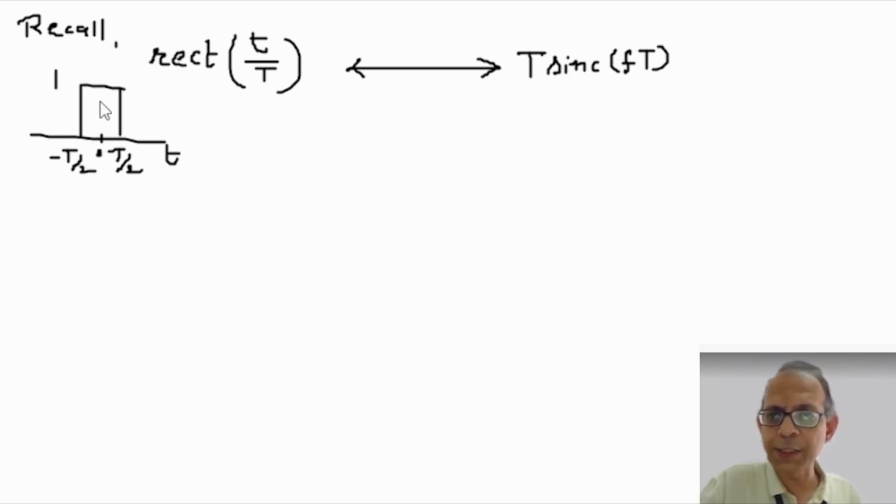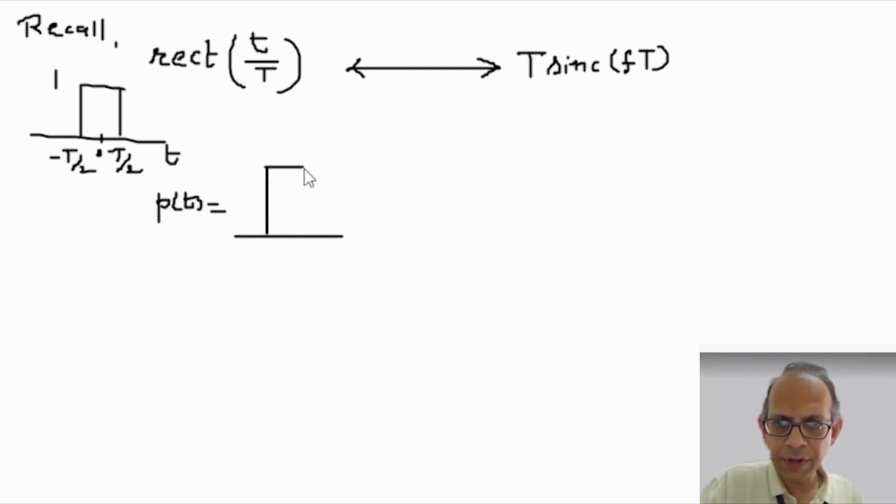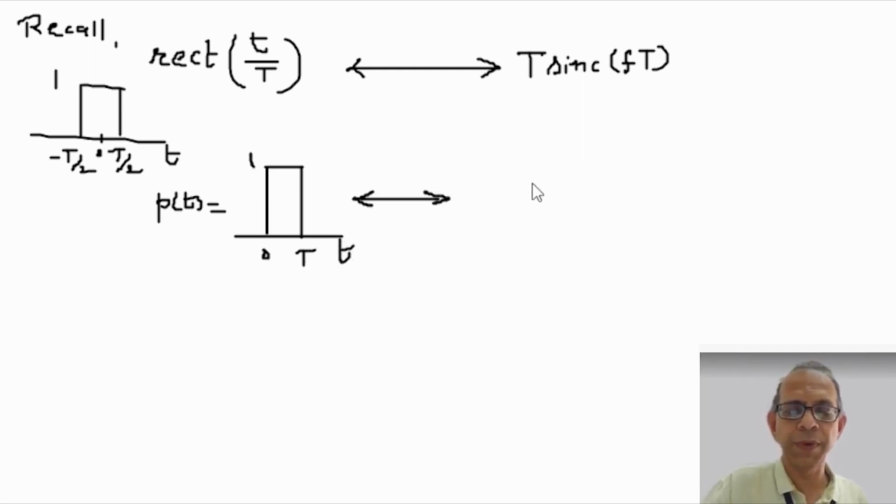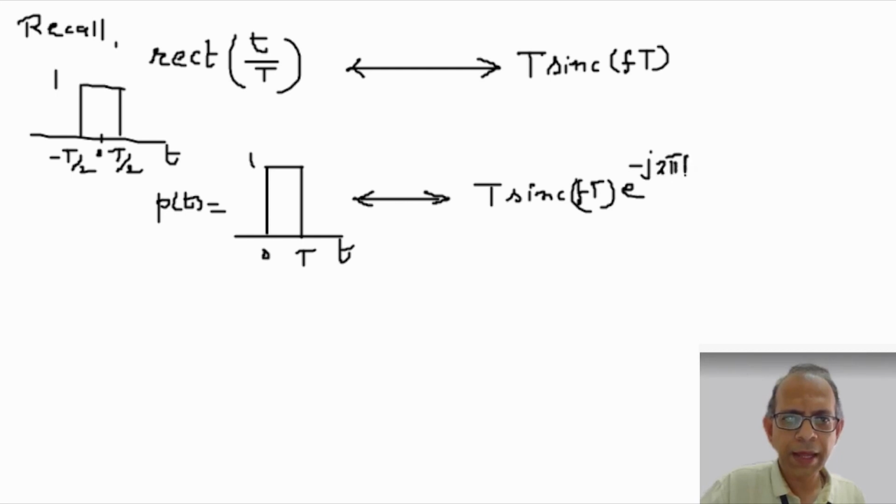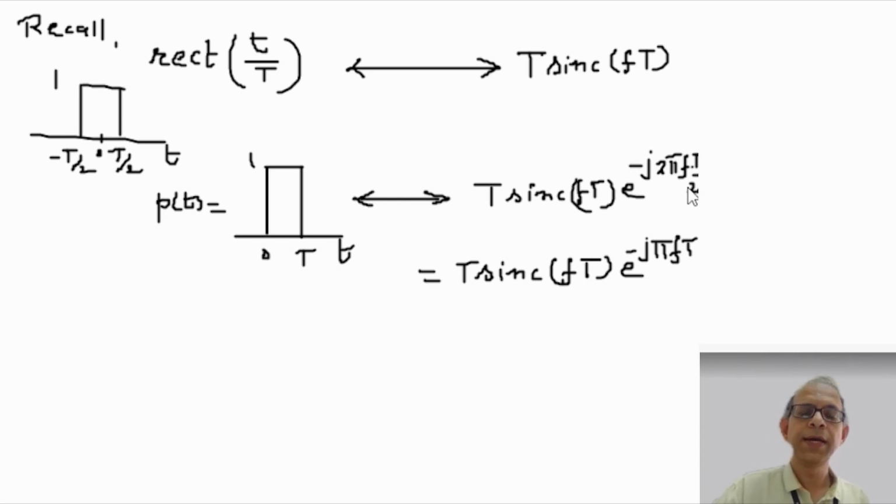In our case, the basic pulse p(t) is shifted by T/2 so that it is from 0 to capital T. So applying the frequency shifting property, our basic pulse p(t), which is the shifted version of rect(t/T), so it is 0 to capital T, using the shifting property of Fourier transform, it would be T sinc(fT) e^(-j2πf·T/2), the amount of shift, and that is equal to T sinc(fT) e^(-jπfT), because this 2 and this 2 cancel. Let us call it P(f).